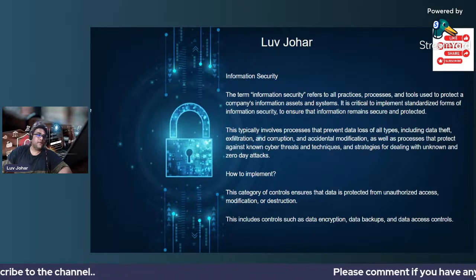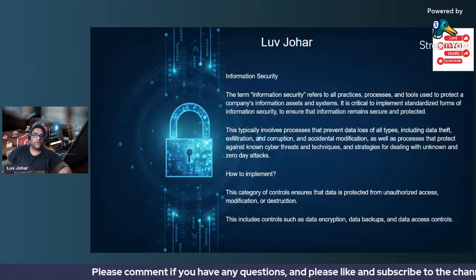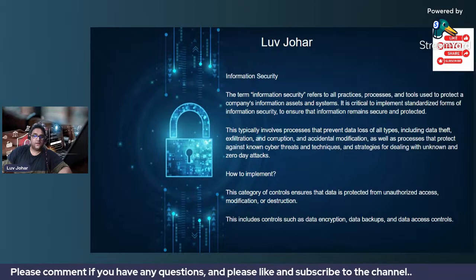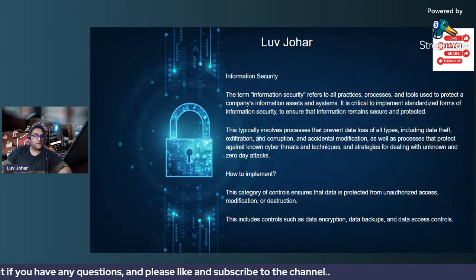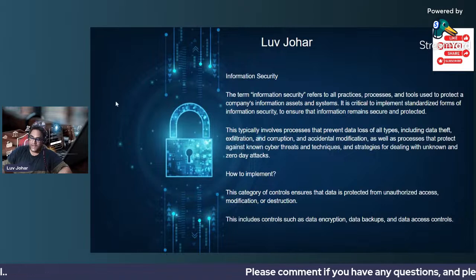So how to implement information security control is to make sure that you have proper access controls, you have proper encryption mechanisms in place, and you have proper backups. All these mechanisms will help you to ensure the information security domain for ITGC. So these are all the domains that we have discussed for ITGC.